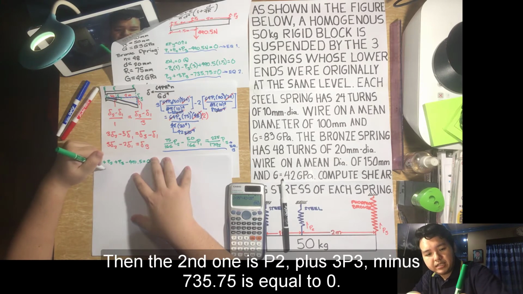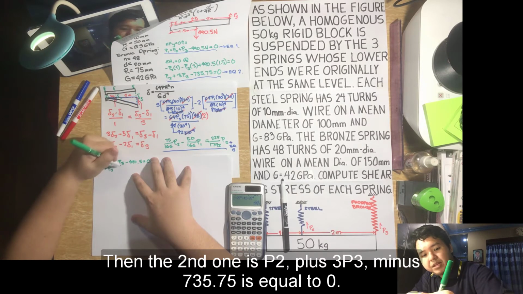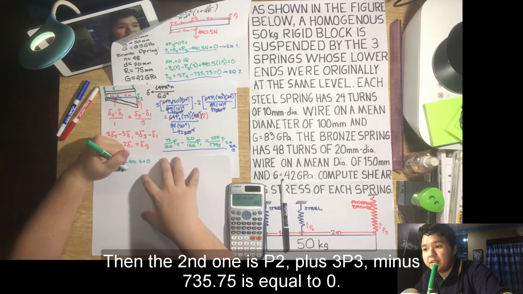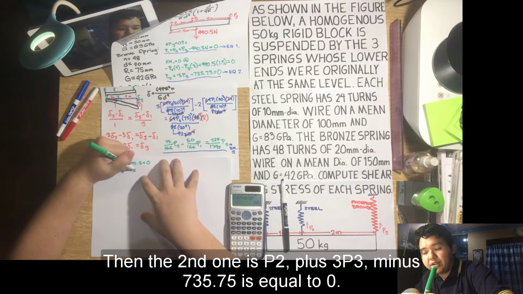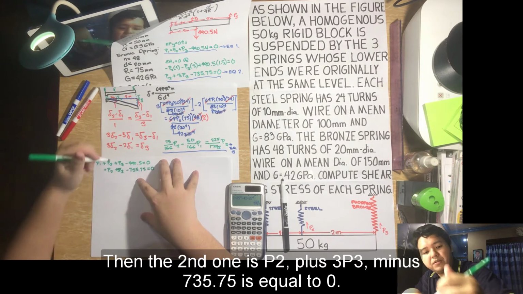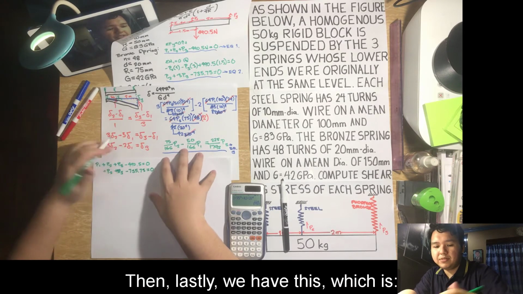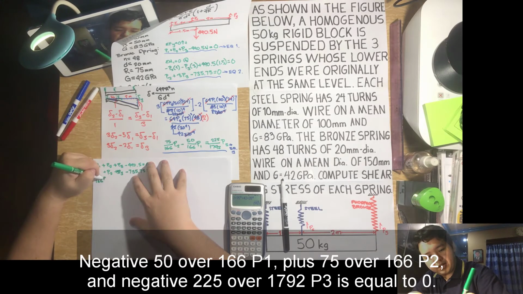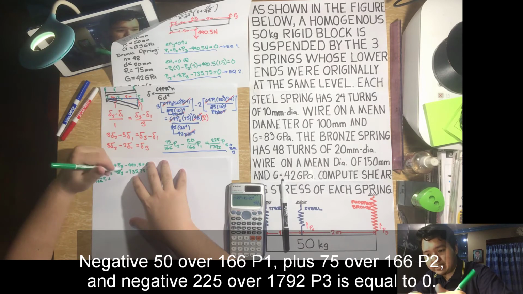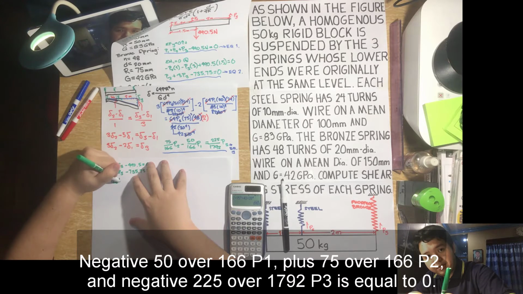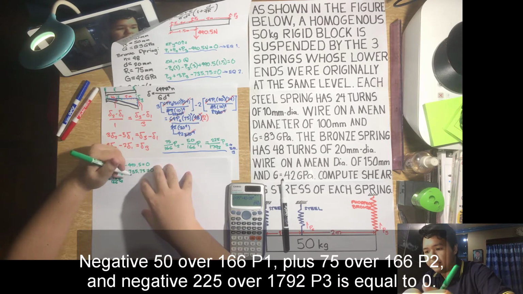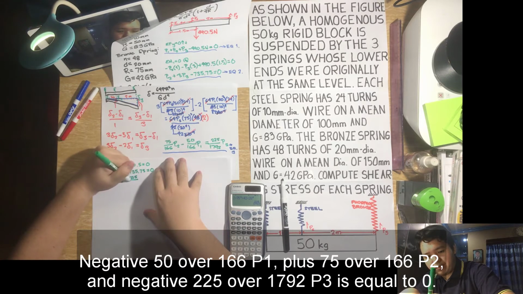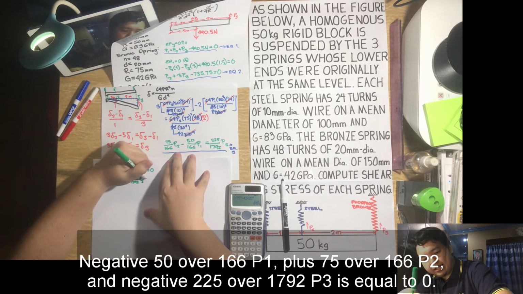Then the second one is P2, actually still positive, P2 plus 3P3 minus 735.75 is equal to 0. Then lastly, we have negative 50 over 166 P1 plus 75 over 166 P2 and negative 225 over 1792 P3 is equal to 0.